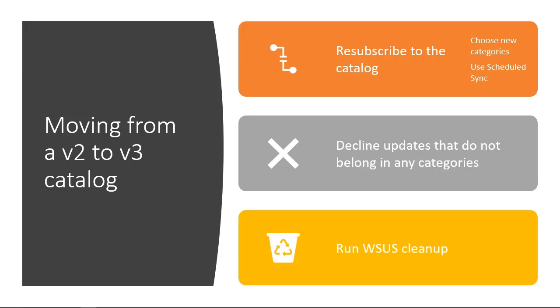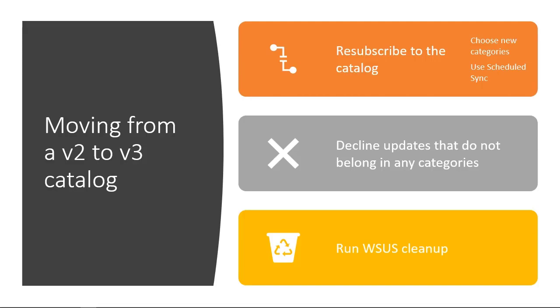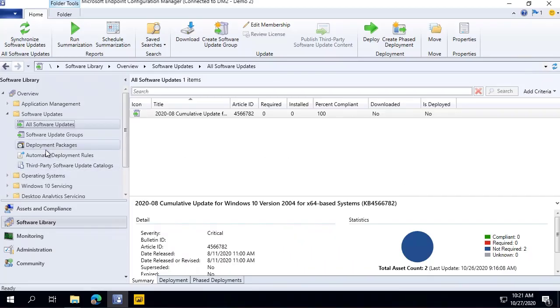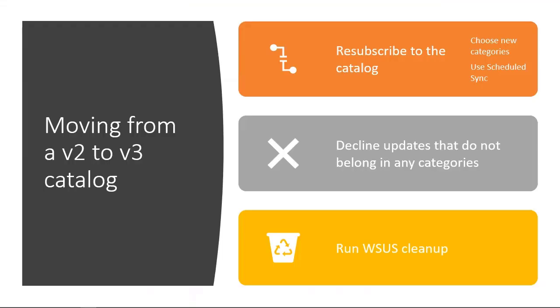Yeah. So one of the things I see a lot is that all the big players, Dell, Lenovo, HP, they all have a V3 catalog available now. But I see a lot of people that have to move from a V2, where everything's been brought in, or every single update's in their WSUS, and they're moving to a V3. So even if you move to that V3 catalog and resubscribe and make your changes, the updates are still going to be stuck in your WSUS. So when you move from V2 to V3, you need to do a few things.